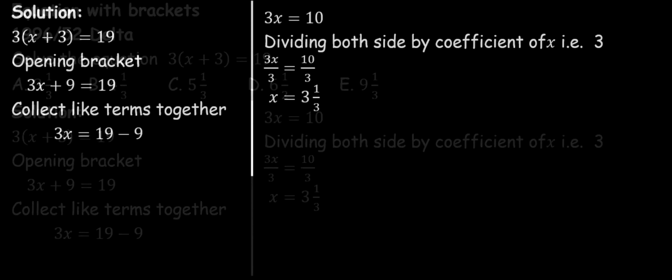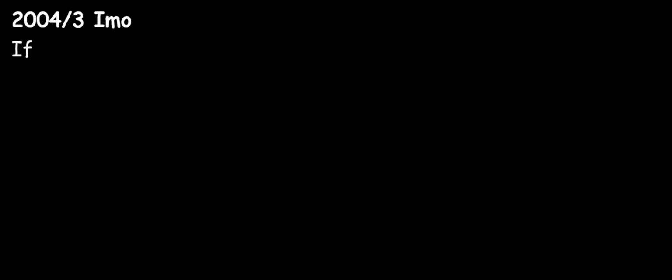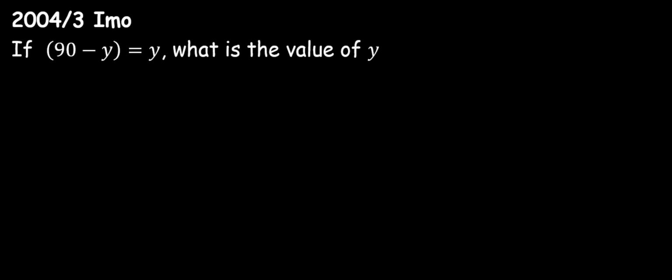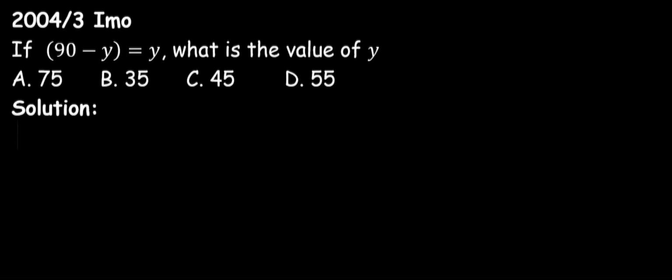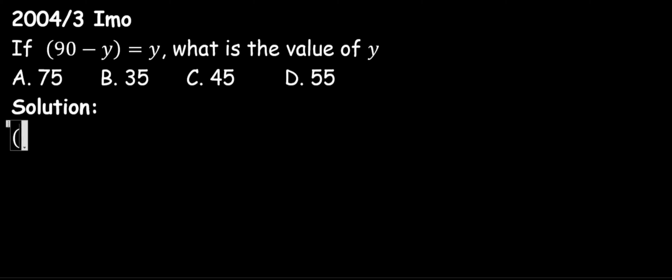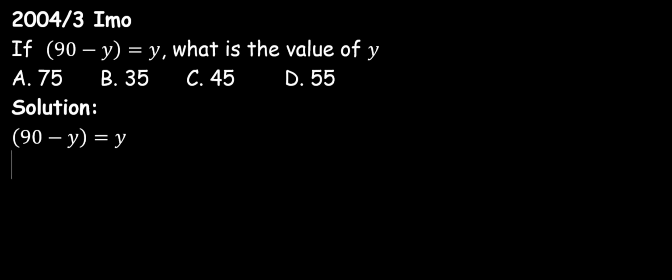Another example. If bracket open 19 minus y, bracket close is equal to y, what is the value of y? The options are given. Solution. We write out our problem. Bracket open 19 minus y, bracket close is equal to y. Next, we open up the bracket since nothing is standing by the bracket to multiply it. So we now have 19 minus y will be equal to y. Next, we collect like terms together.